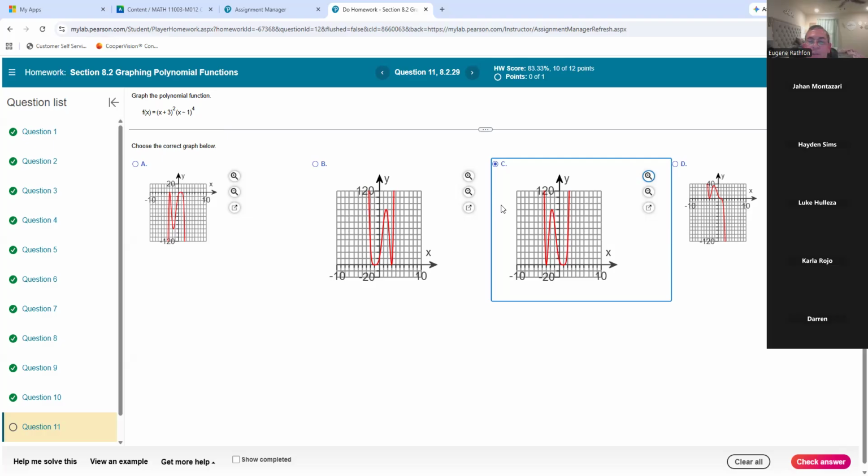Now, if you were to graph this one, you would do -10 to 10 for the x's, -20 to 120 for the y.